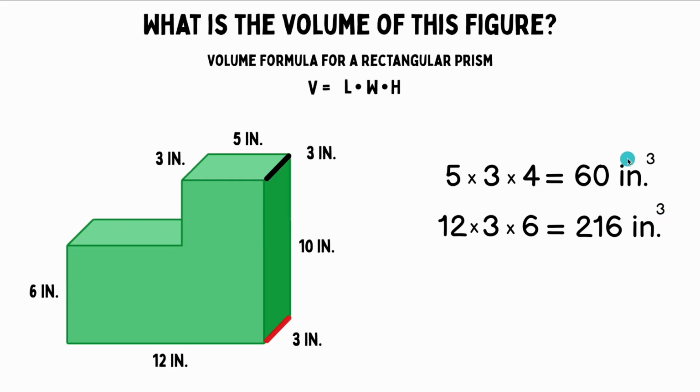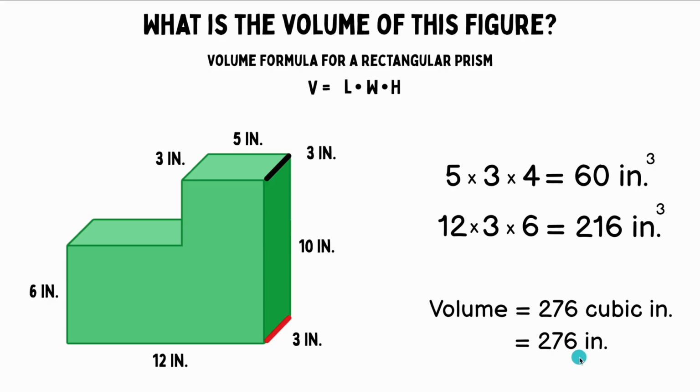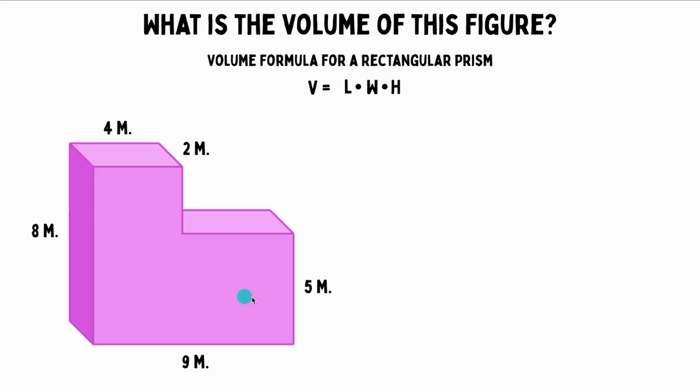Now let's add 60 plus 216. The volume is 276 cubic inches, or we can say 276 inches cubed. We would need 276 cubic inches to fill up the entire volume of this compound figure. Let's separate this compound figure into two rectangular prisms by splitting it here. Let's start with the length, width, and height.